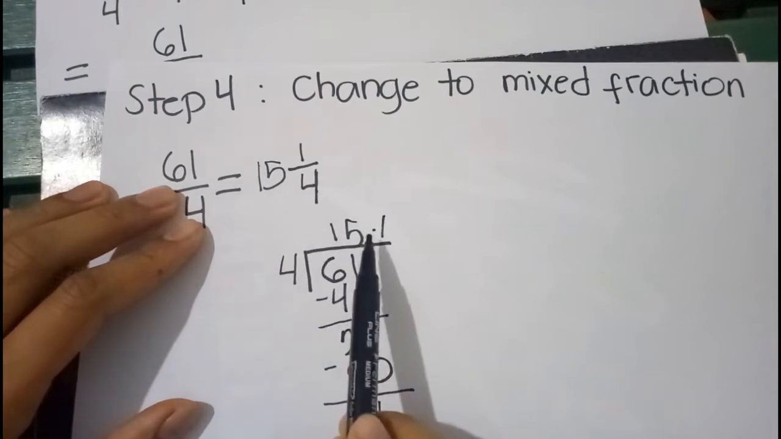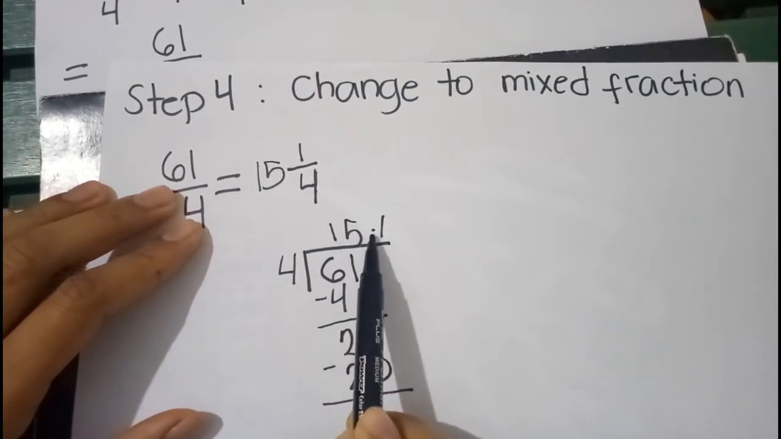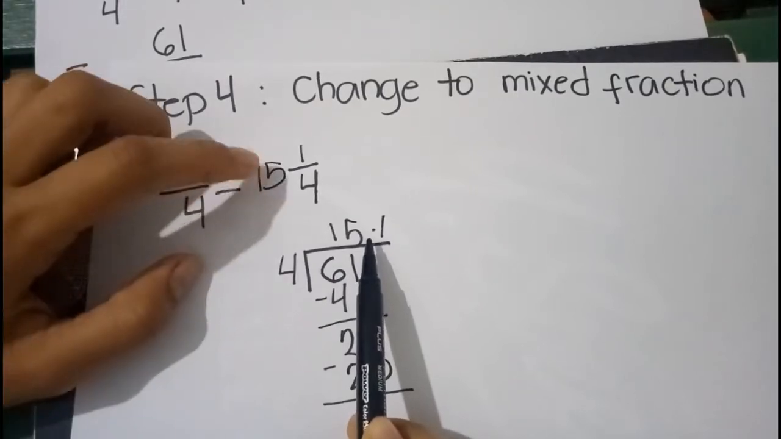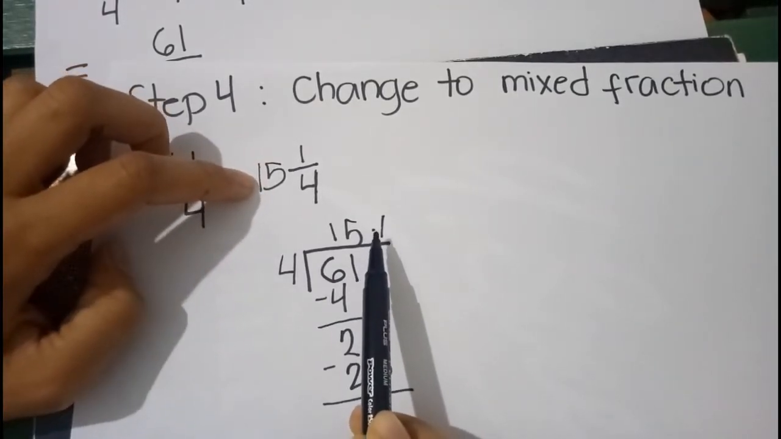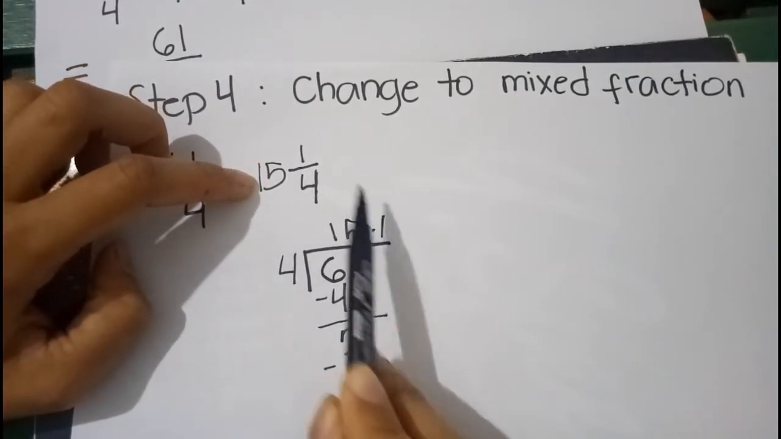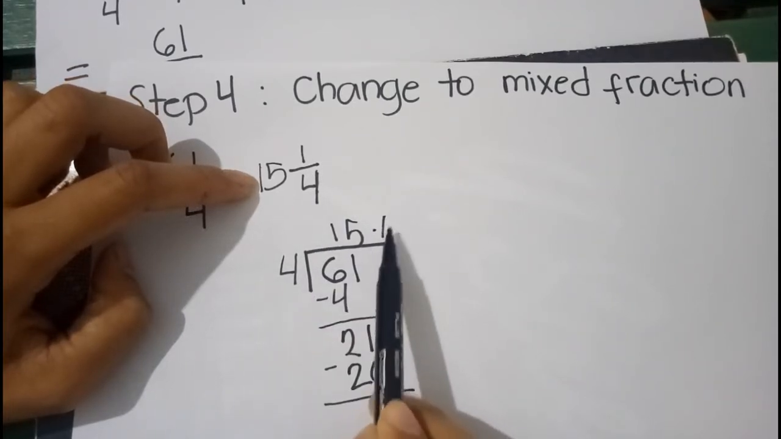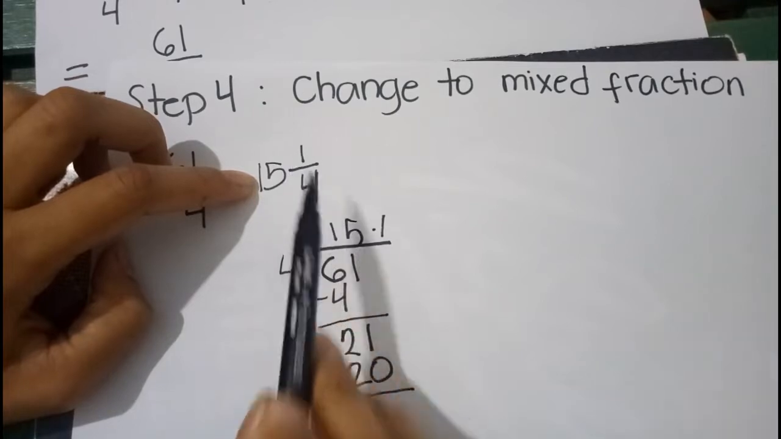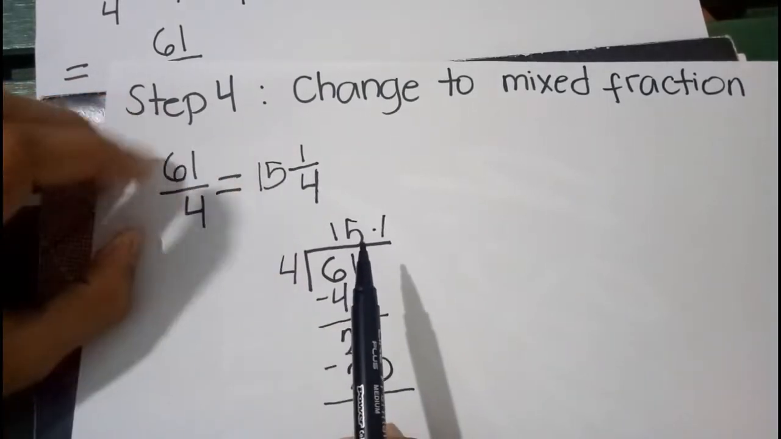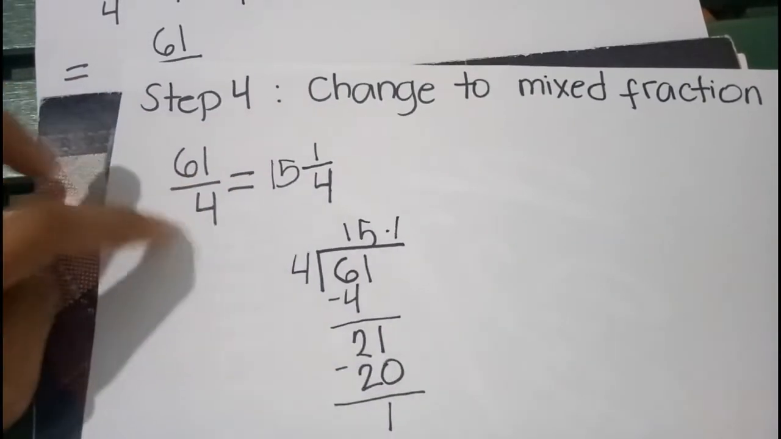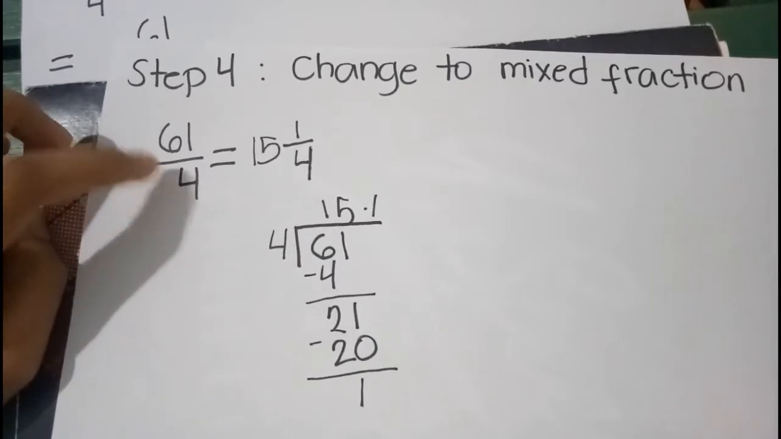Again, the whole number comes from here, the numbers on the left side of your decimal point. And then for the numerator, it is the number on the right side of the decimal point. And then for your denominator, you can still copy the same denominator.